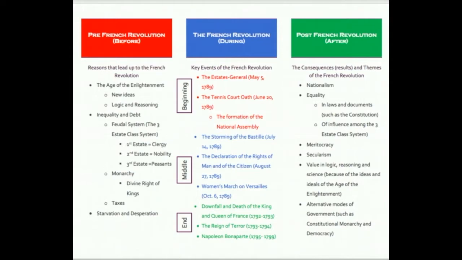Briefly, we will look at the topics in each section. In the red column, we will look at what led up to the French Revolution, such as the Age of the Enlightenment, where new ideas arose that valued logic and reasoning. Perhaps today we do not see this as very exciting, but during the 1600s and 1700s, this was a very controversial time because logic and reasoning challenged the way social life was organized, particularly around religion, the role of the church, and the legitimacy of the king.